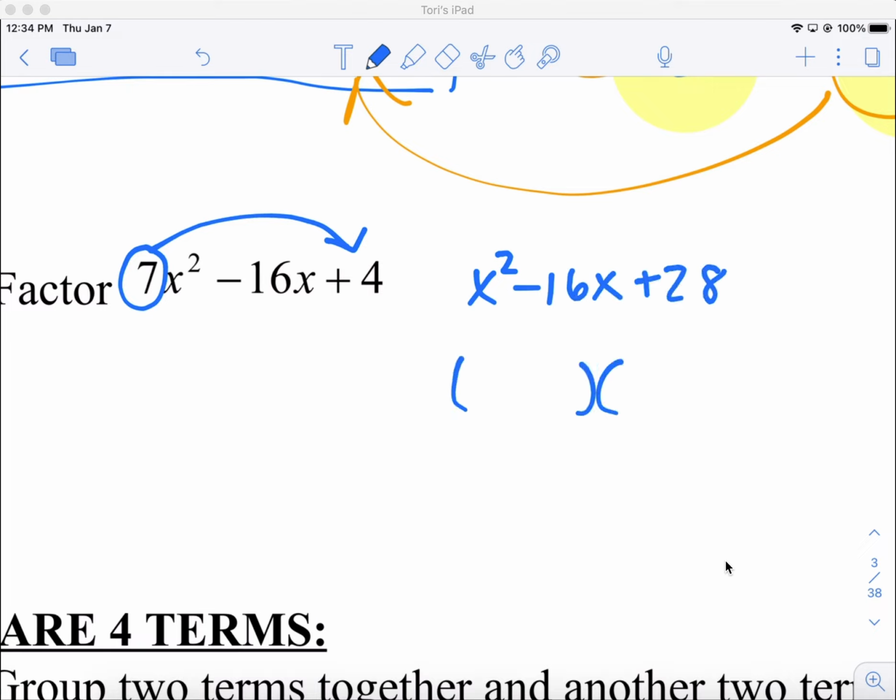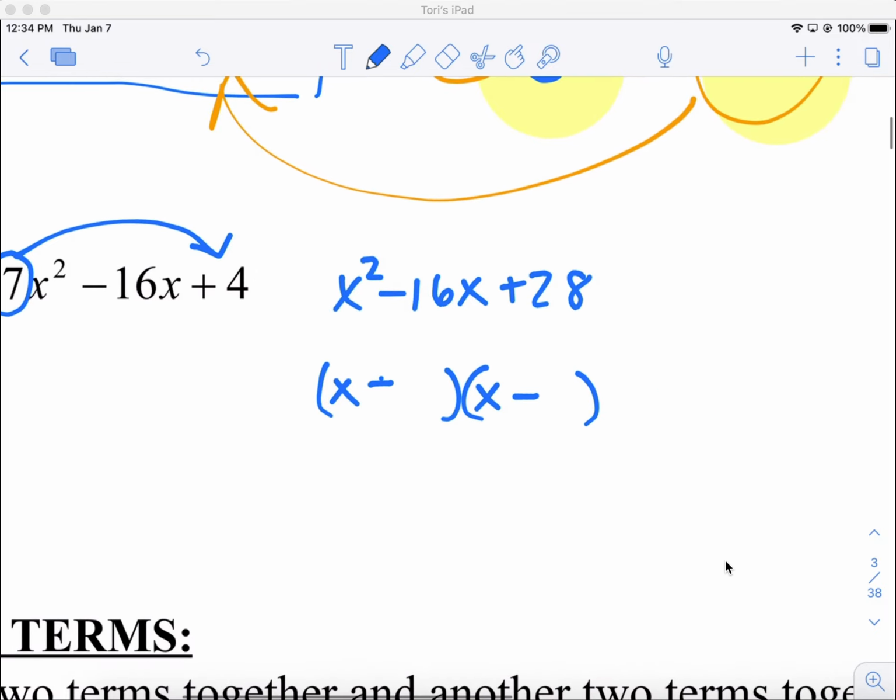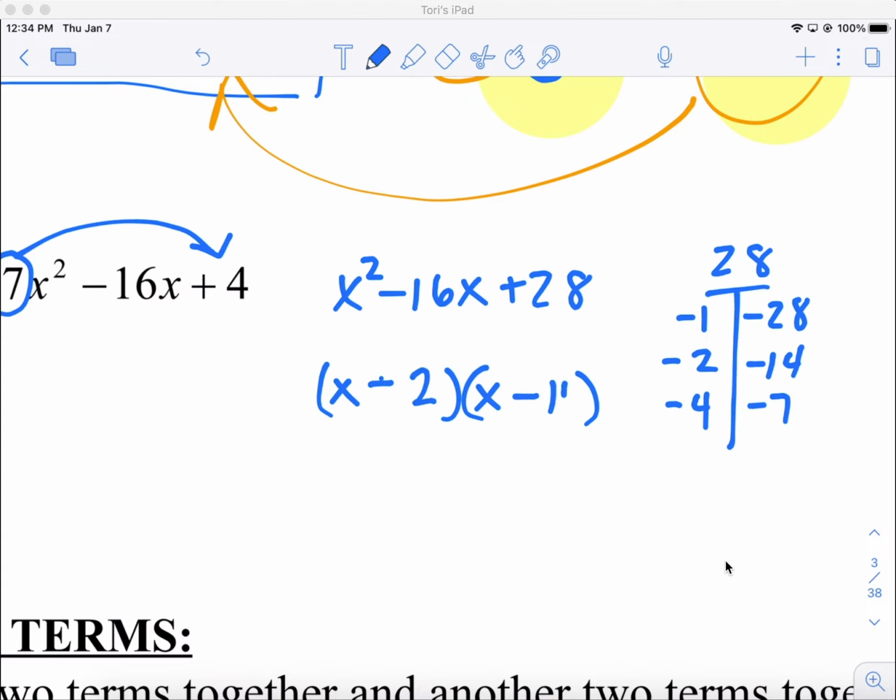My signs need to be the same because that 28 is positive, but they are both going to be negative because the 16 is negative. I'm going to go x and x because of the x squared. So when I'm considering my numbers for 28, the only thing I'm worried about is the negative. So -1, -28, -2, -14, -4, -7. Those are my only options. The only one that makes -16 is -2, -14.